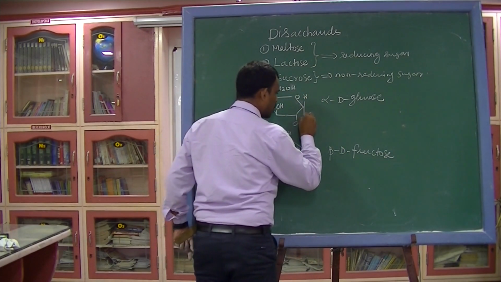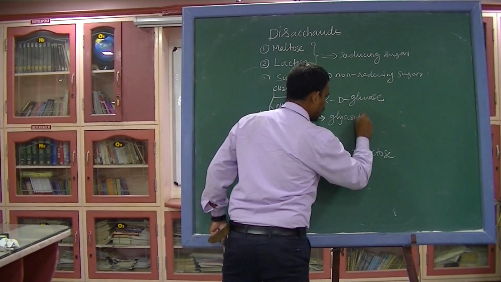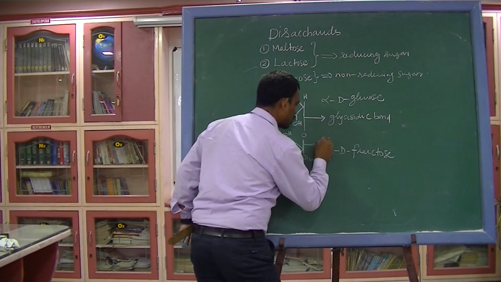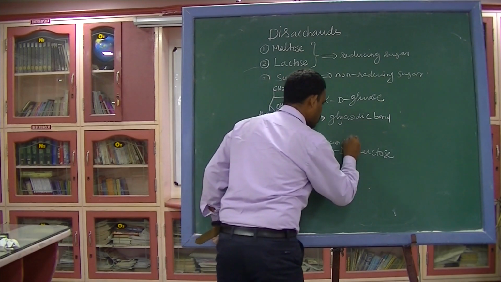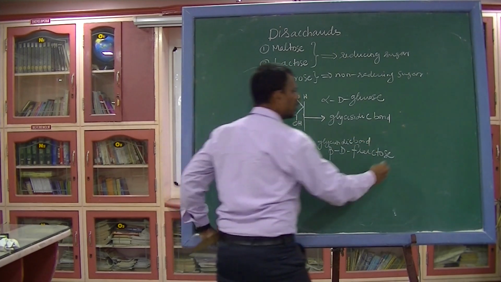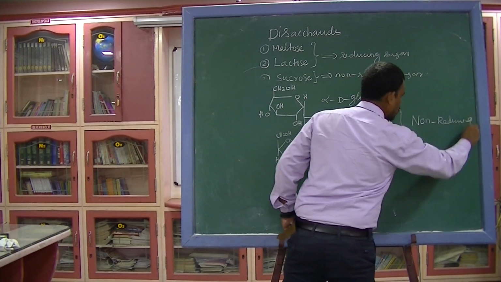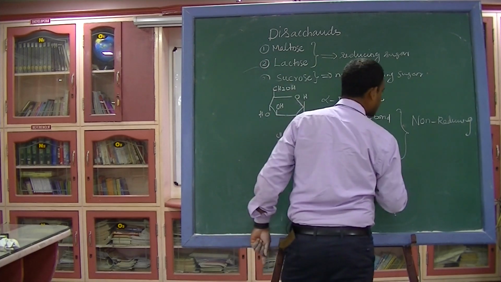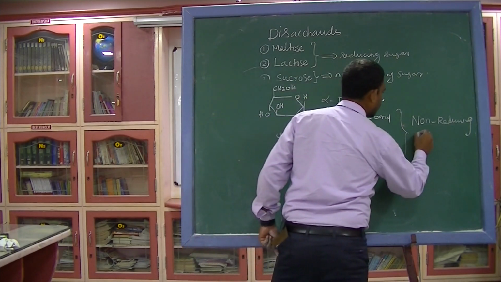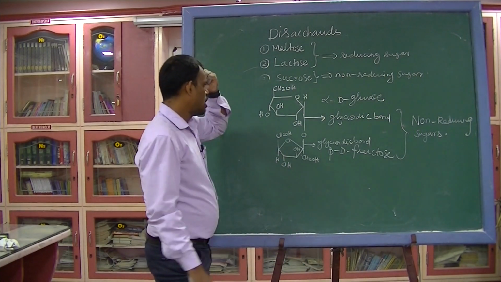In this you have a glycosidic bond. So there is no free acetal carbon in this. That's why this is a non-reducing sugar. There is no free hemiacetal OH in this, so it can't undergo equilibrium with its carbonyl compound. So this is called a non-reducing sugar, whereas maltose and lactose are reducing sugars.